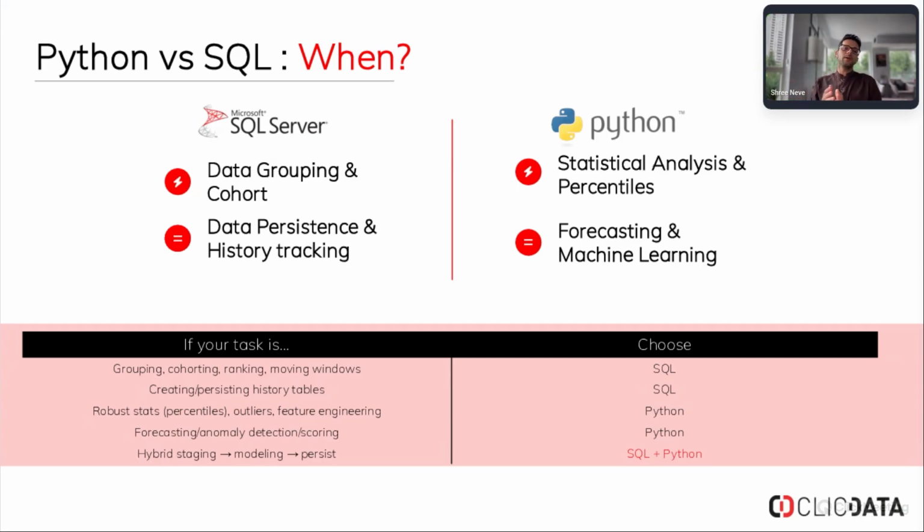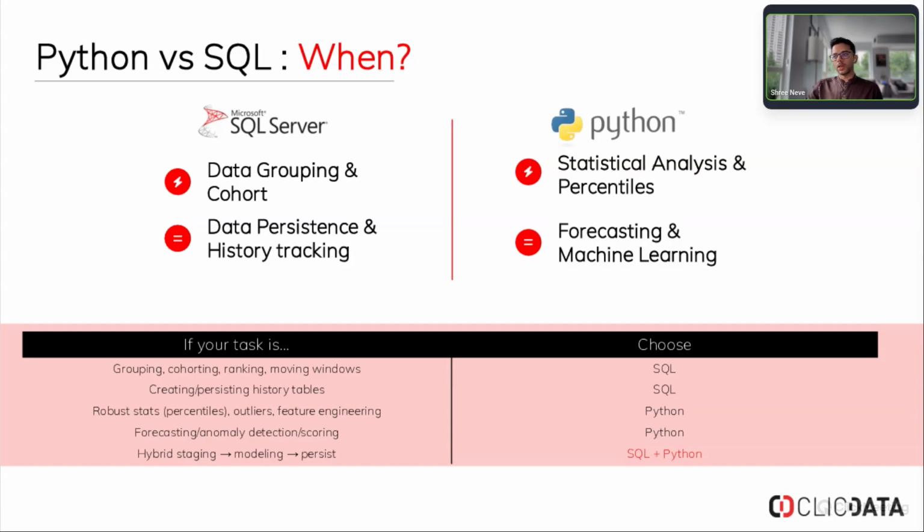For all the questions we had, the last slide I want you to take away with is Python versus SQL, when to use which. SQL is great if you're doing data grouping and cohort and some sort of data persistence checking. But Python is great if you're doing any sort of machine learning forecasting. If your task is to group, cohort, rank, use SQL. If your task is to just create history tables, use SQL. But if your task is to use more robust stats, then you should start using Python for any sort of feature engineering, forecasting, scoring.